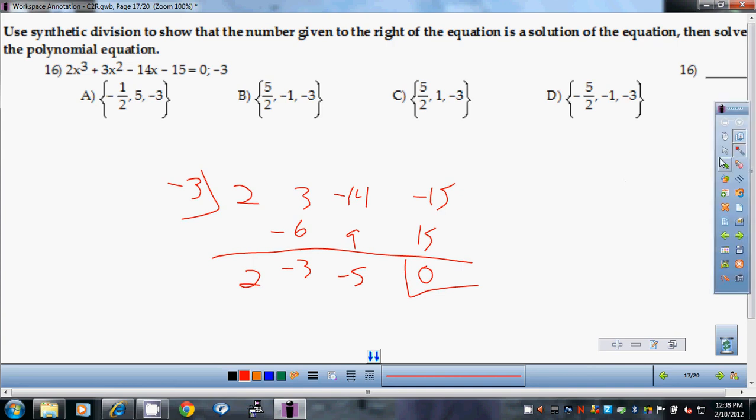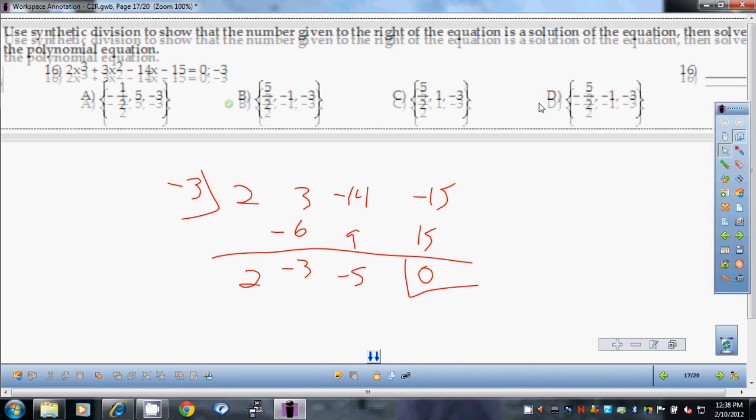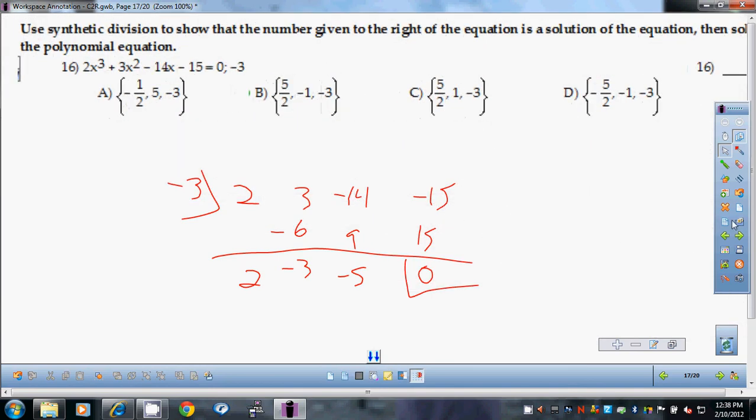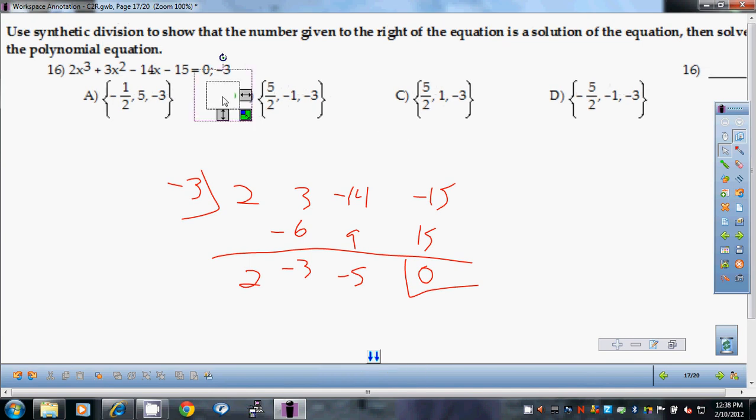If you want to know if you were right, if you are working on this later, I believe it was not that one. No, oh, there it is. It was B. You can finish it up. Just quadratic.